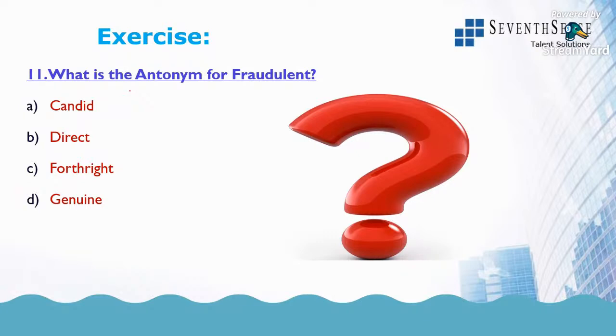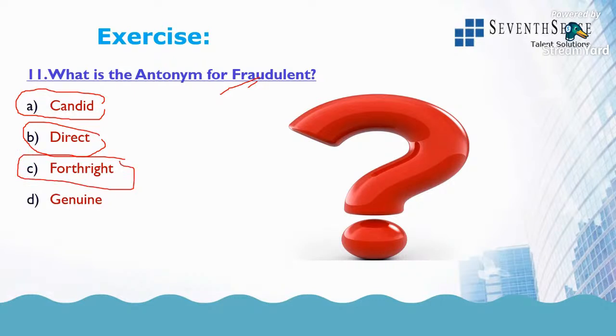What is the antonym of fraudulent? Fraudulent is nothing but a person who is a fraud, right? Fraud means cheating in whatever work he is doing. Coming to the options, candid is natural, unplanned. You have heard about taking a candid photo. It is taking a photo without the person knowing, so it is unplanned. Direct, everyone knows. Forthright means being right.